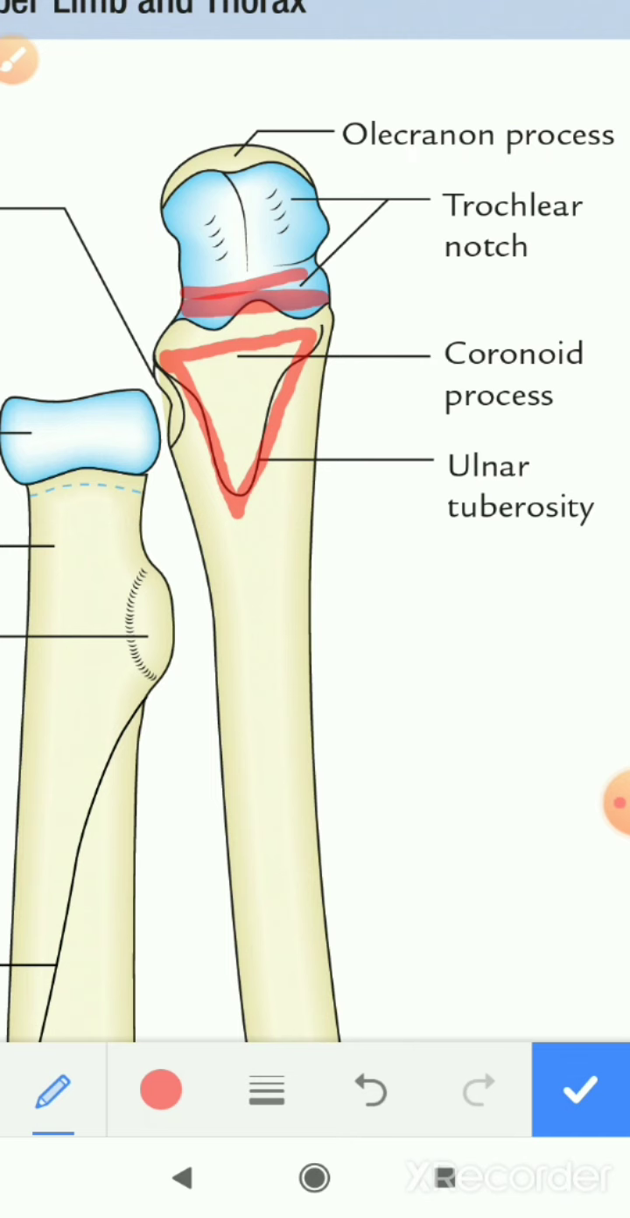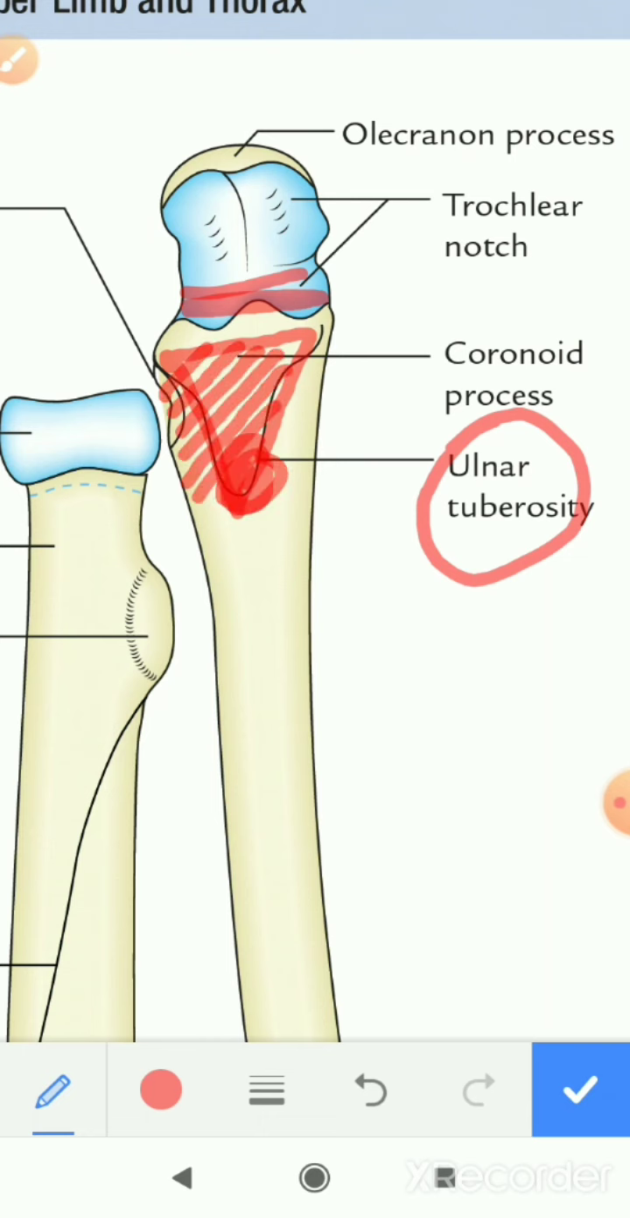In its lower corner it presents a tuberosity, that is the ulnar tuberosity. This part is the ulnar tuberosity. And an important muscle, the brachialis, is inserted in the whole anterior surface of the coronoid process, including this ulnar tuberosity.